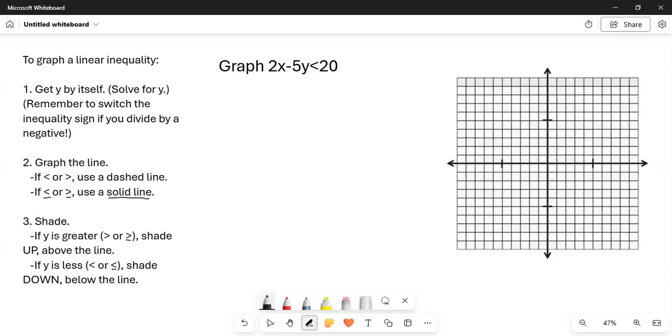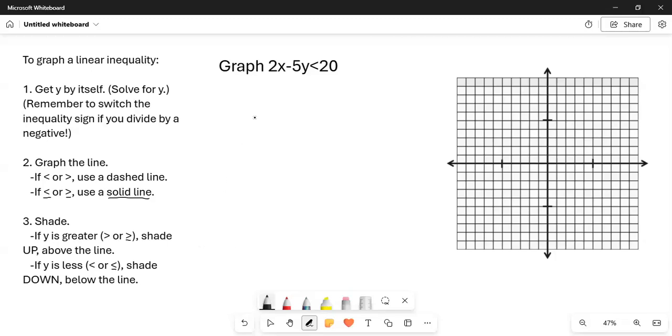Then we're going to shade. Since you already got y by itself, if y is greater than some stuff, then you're going to shade up or above the line. However, if y is less, then you're going to shade down or below the line.